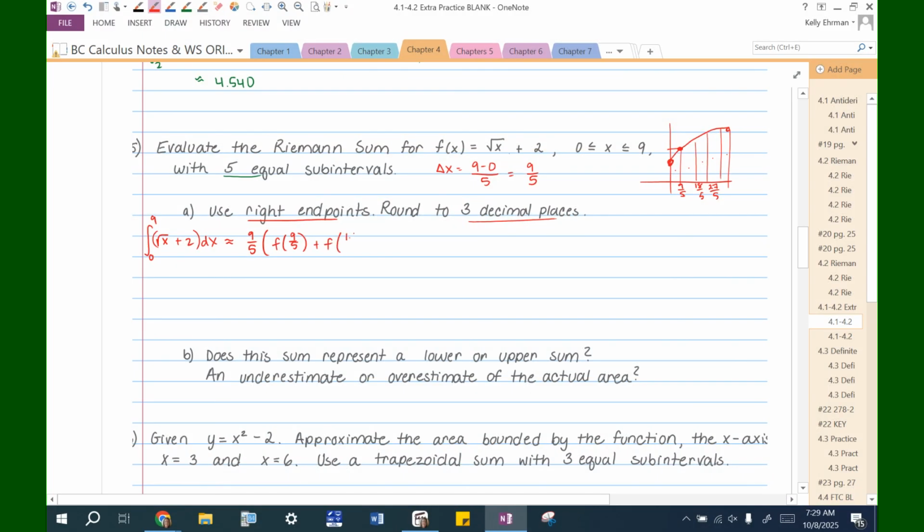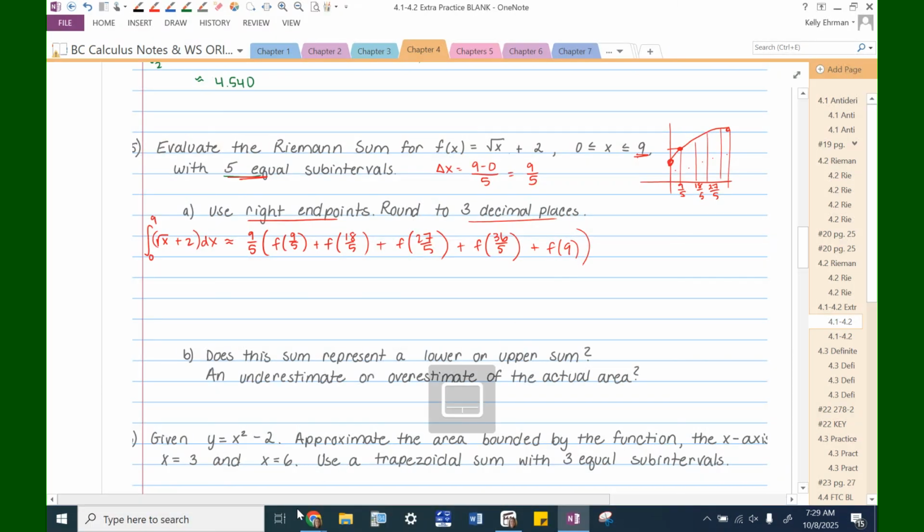Plus f of 18/5. I'm just adding 9/5 every time. Plus f of 27/5. We're going to have 5 of these. Plus f of 36/5. You could write f of 45/5, but remember you're ending at the end, so that's just f of 9.